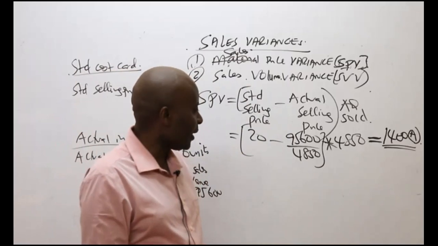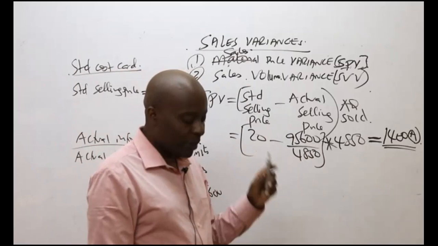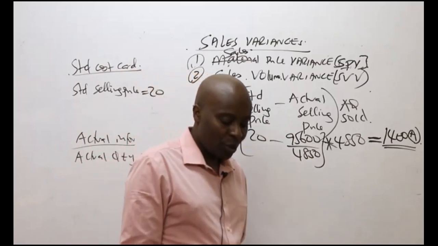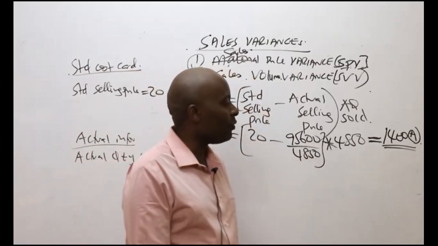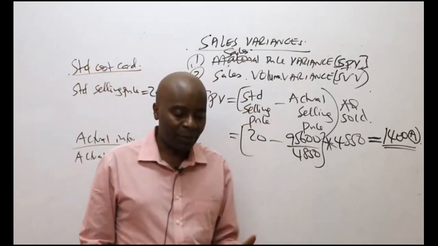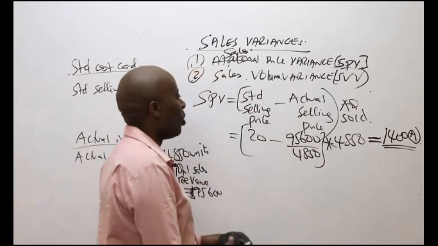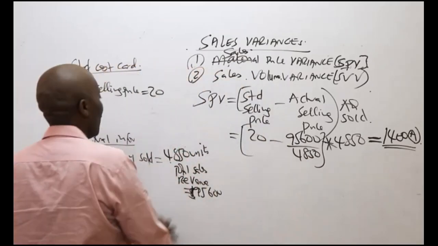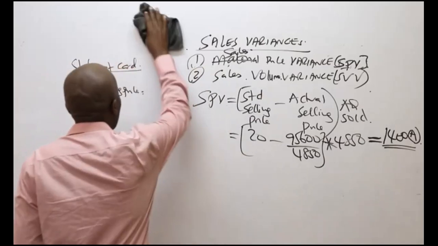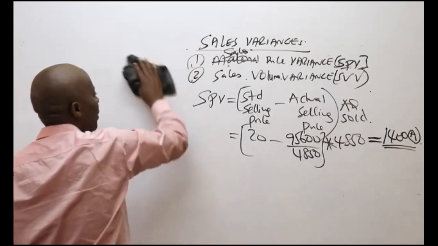So I'm getting 19. Yes. So it's supposed to be a positive answer, but my students have been able to know that it's supposed to be adverse because all sales variances are exceptional.